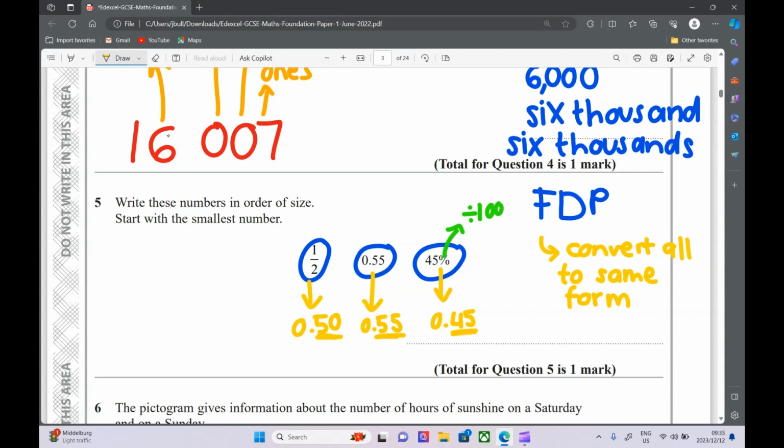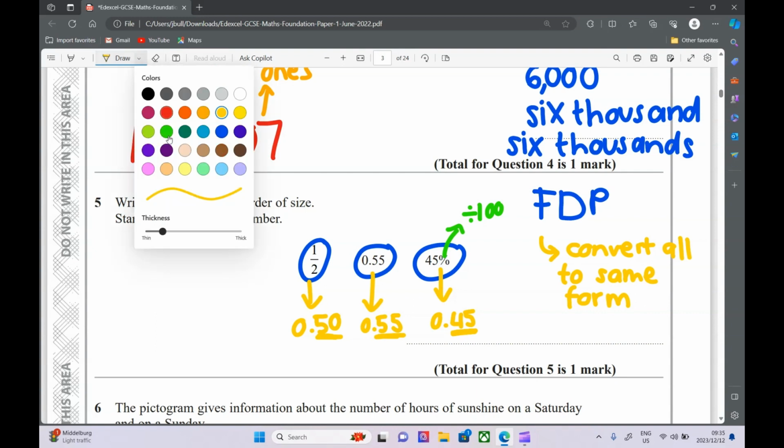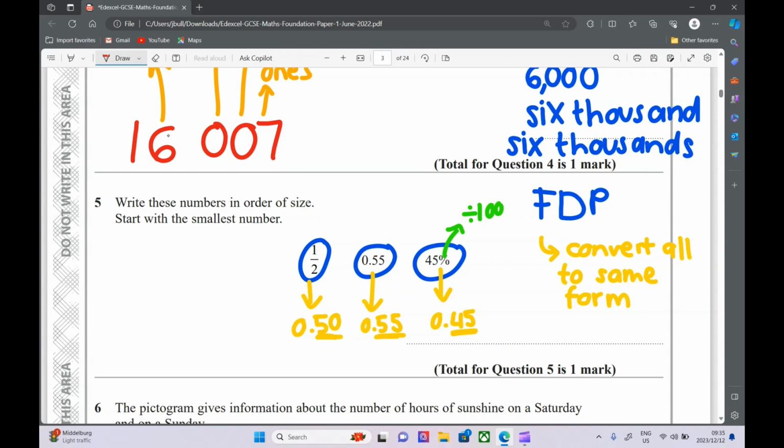So we would have to write this in order from smallest to biggest. Okay, so I'm going to just write it on the side here. So the smallest one is obviously that 45, so 0.45. Then next we've got 50, so 0.50. And then next we've got 0.55.